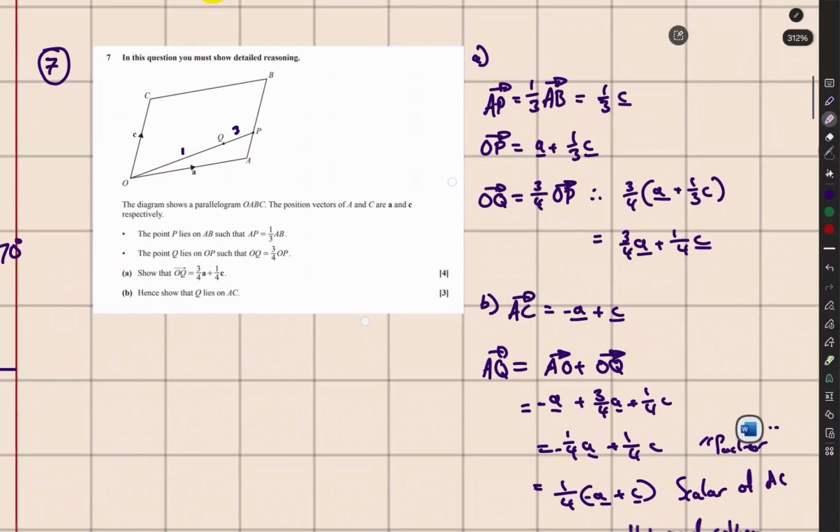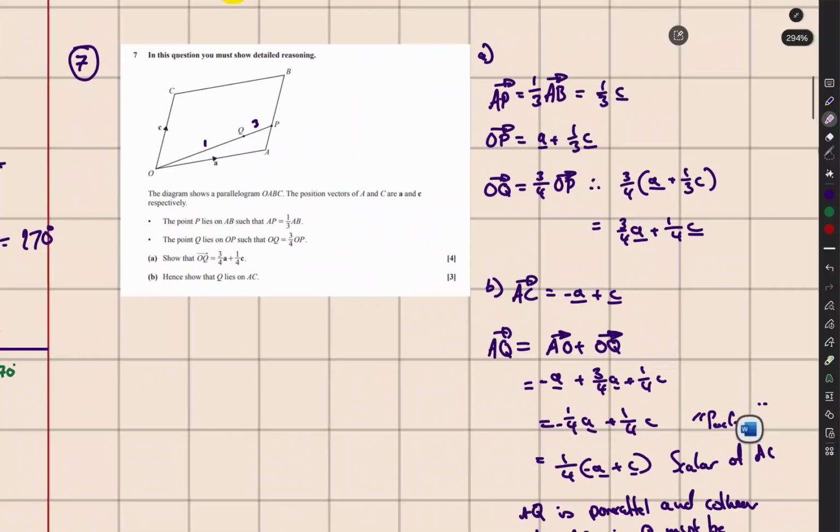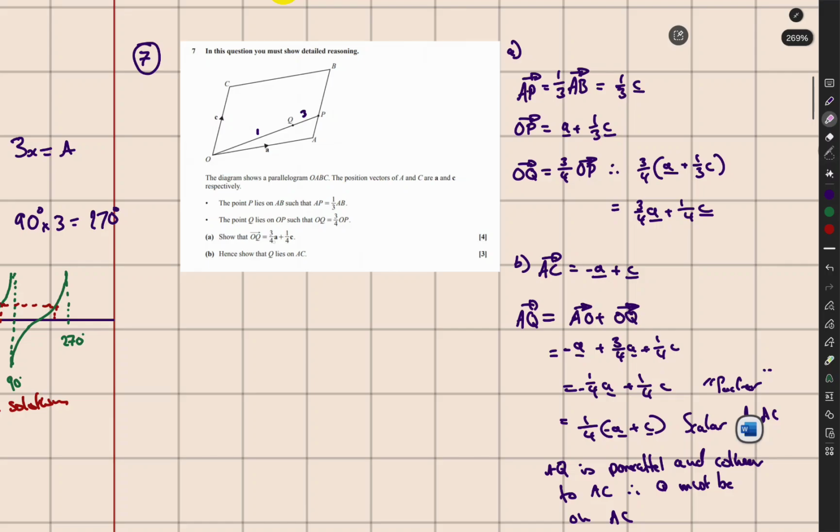For question 7, you have a vector question, and in the first part you have to show that this vector OQ is equal to 3/4 A plus 1/4 C. So I started looking at this by outlining AP and looking at what I'm given in this information here, that AP is 1/3 of AB and OQ is 3/4 of OP. So given I know these, I can write them in terms of C.